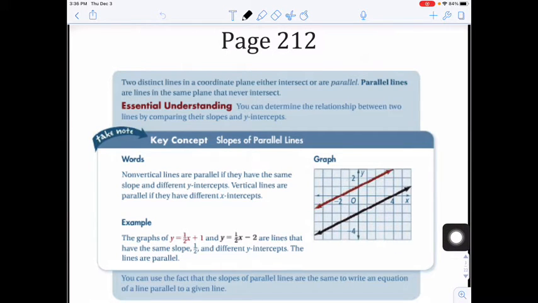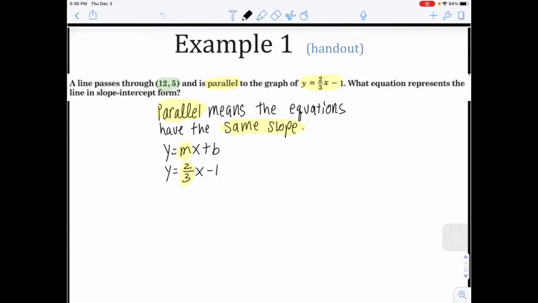You can use the fact that the slopes of parallel lines are the same to write an equation of a line parallel to a given line. Example 1 says a line passes through (12, 5) and is parallel to the graph of y = 2/3 x - 1. What equation represents the line in slope-intercept form? Reminder that parallel means the equations have the same slope.